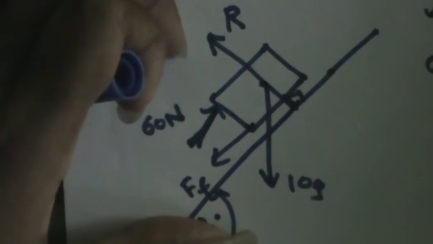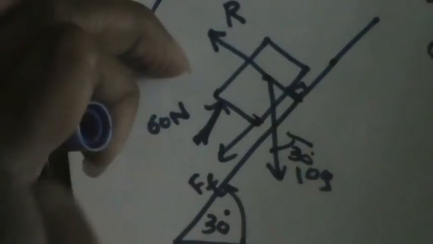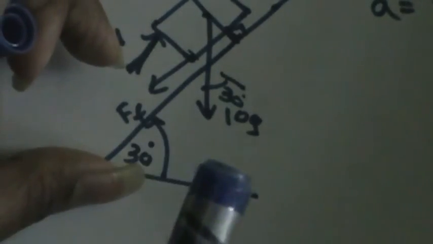Now this angle is 30 degrees, so I'll draw a perpendicular here. This angle will be 30, and the component of the weight along the inclined plane will be 10g sine 30.